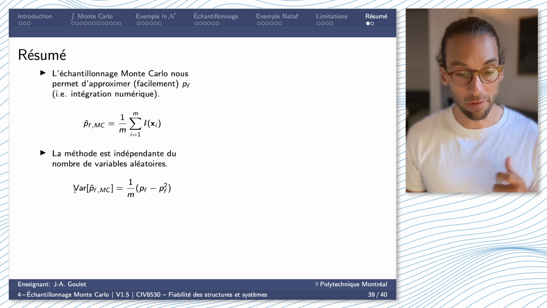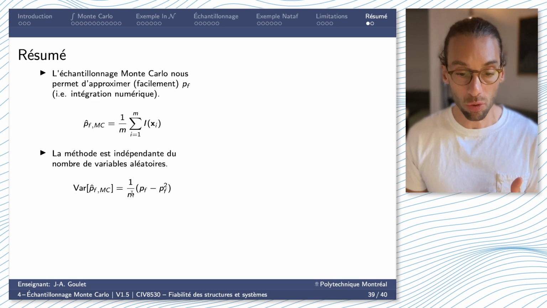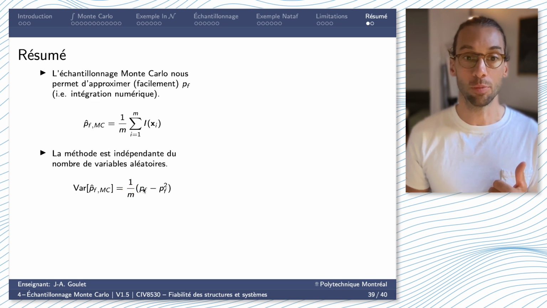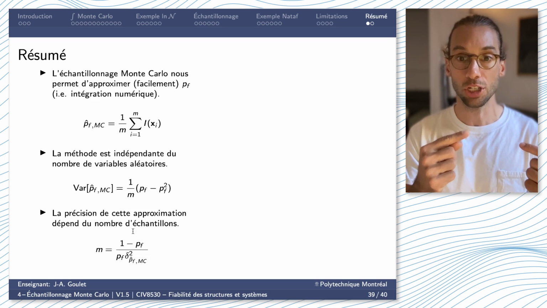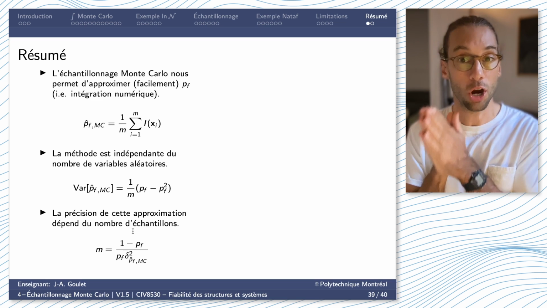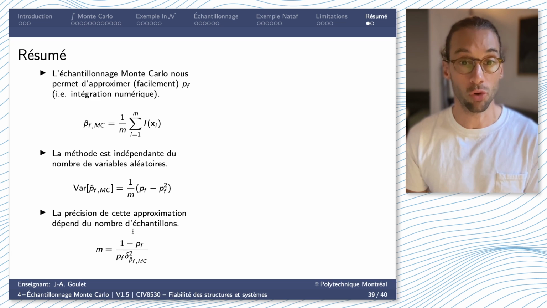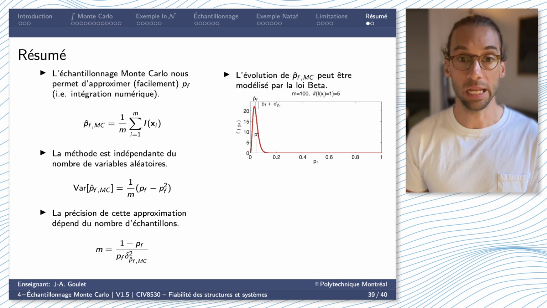We saw that the variance of our estimator is independent of the number of dimensions. It only is a function of m, the number of samples we take, and pf, the probability of failure we're trying to estimate. So if we revert that relationship, we can define, for a target order of magnitude for a probability of failure, say 10 to the minus 4, and the coefficient of variation we want to reach, say 1%, a target number of samples that would be needed.